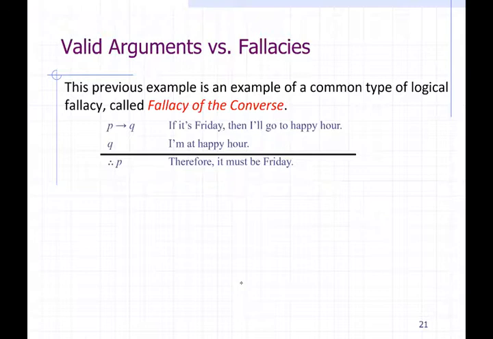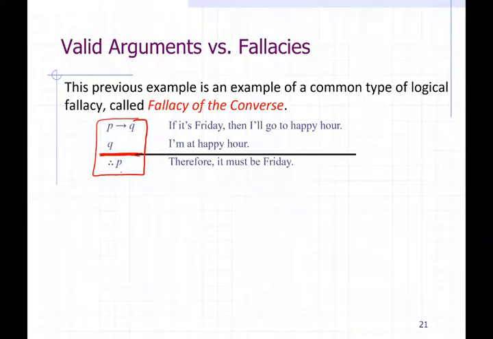All right. So there's a specific name for this type of argument, which takes this form. P implies Q and Q imply P. This is called fallacy of the converse.